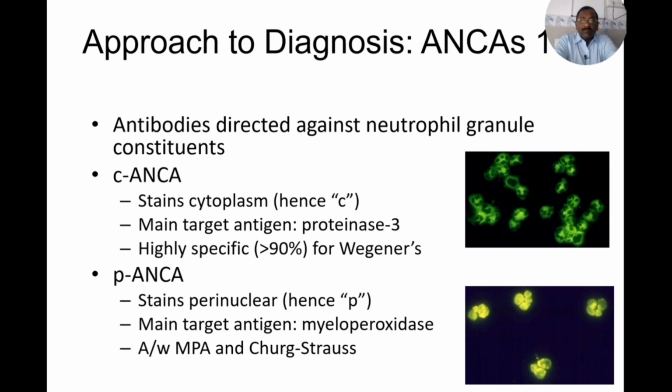P ANCA is the perinuclear. P stands for perinuclear. Here the main target antigen is myeloperoxidase. Proteinase 3 is for the C ANCA, whereas myeloperoxidase is for the P ANCA. Here it is mostly associated with MPA and Churg-Strauss syndromes. Microscopic polyangiitis is the MPA. Microscopic polyangiitis and Churg-Strauss syndrome will have P ANCA positivity, and C ANCA for Wegener's granulomatosis.